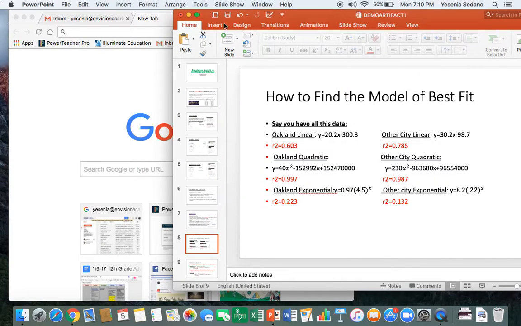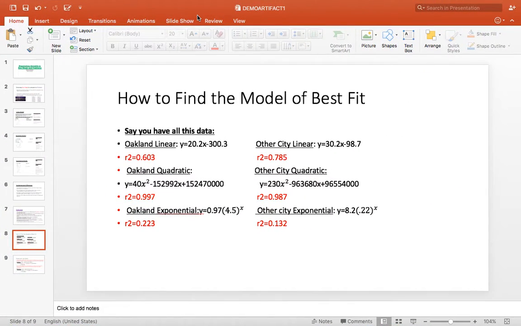Alright, so this video is about how to find the model of best fit. So first, let's say you have all this data. You have all your linear functions for your Oakland and your other city. Then you have your quadratic function for your other city as well. And you have the exponential function for your other city as well.